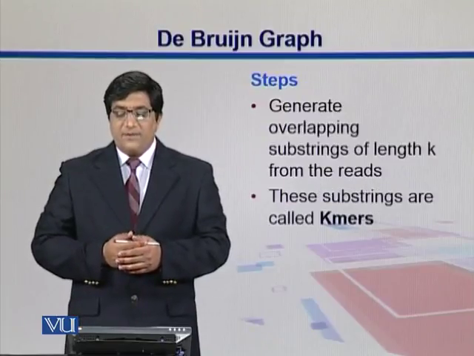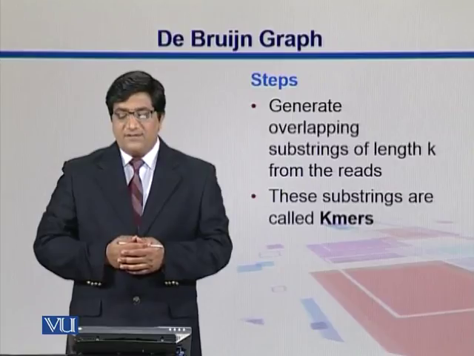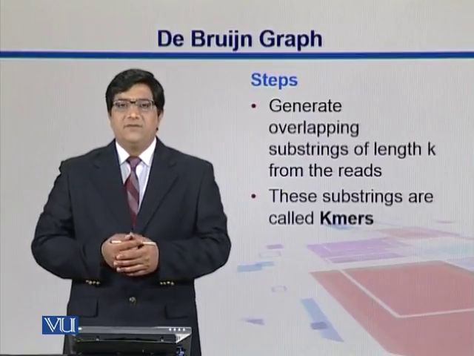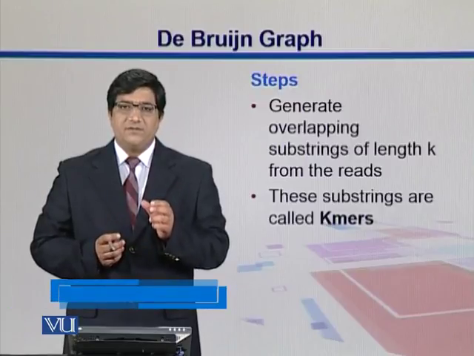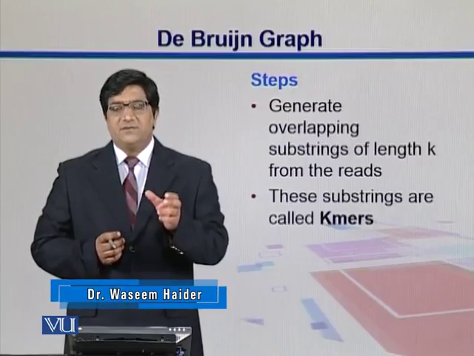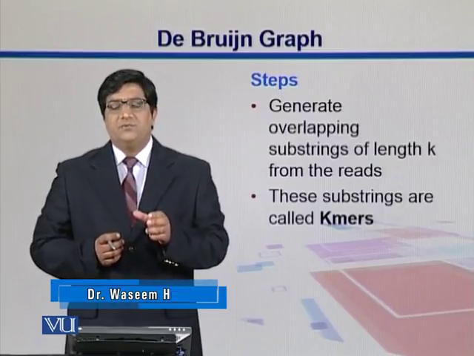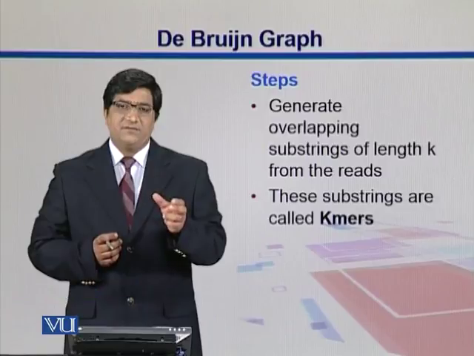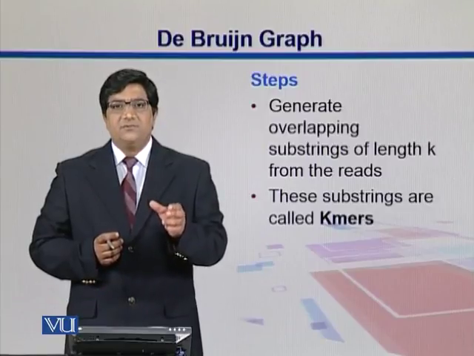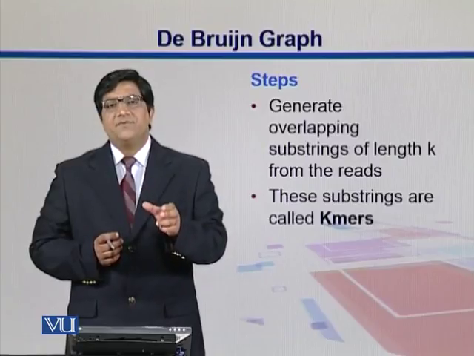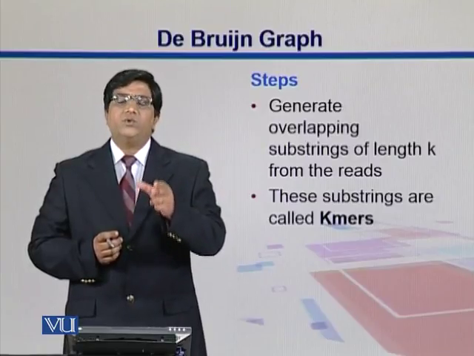and they generate overlapping substrings of length k from the reads. So what we do here is we are not taking those reads, we are actually subsetting those reads. For example, if the read is 30 base pairs and our k-mer size is 3, we can divide it into 10 different segments starting from position number 1. The same way we can do the same thing with position number 2 and position number 3.